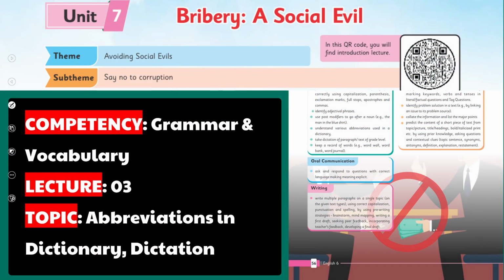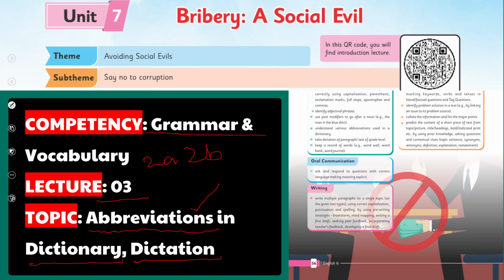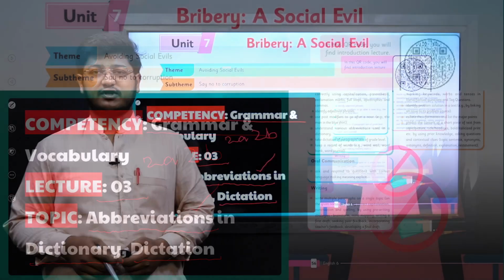What is the competency? We have a competency of grammar and the lecture name is lecture 3, but it's our fourth lecture because we have read lectures 2A and 2B. So that's why it's our third lecture, but as far as the chapter hierarchy is concerned, we have this fourth lecture. So the topic is abbreviation in dictionaries. You will definitely have heard about abbreviations. Today we have to discuss these abbreviations, and also we have to go through what dictation is and how to write the dictation of paragraphs.